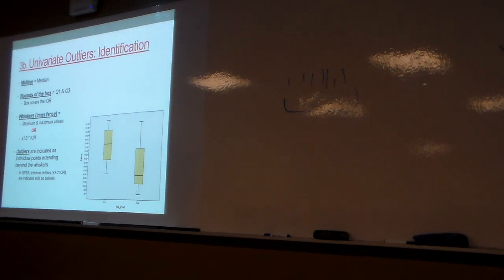Outliers in SPSS are indicated as points extending beyond the whiskers. Anything beyond 1.5 times the interquartile range will show up as an individual point. In SPSS, extreme values, more than 3 times the interquartile range, are indicated with an asterisk. So remember that if I have a normal distribution, I should expect about 95% of the data to fall between the upper and lower whisker. That's how to interpret those.